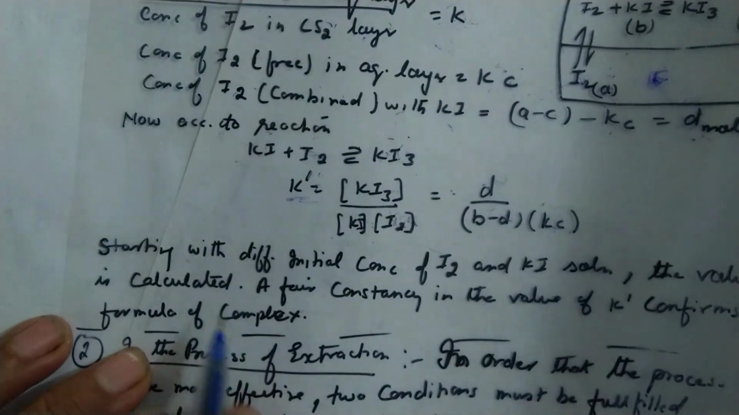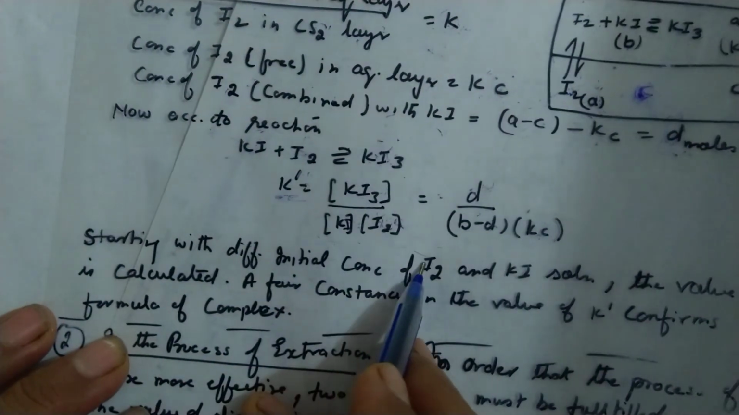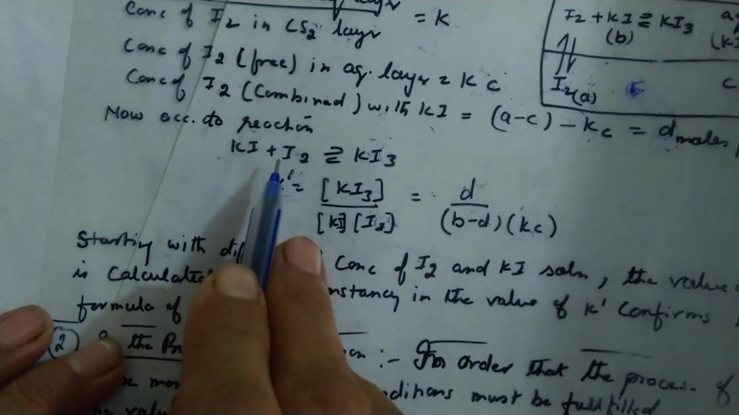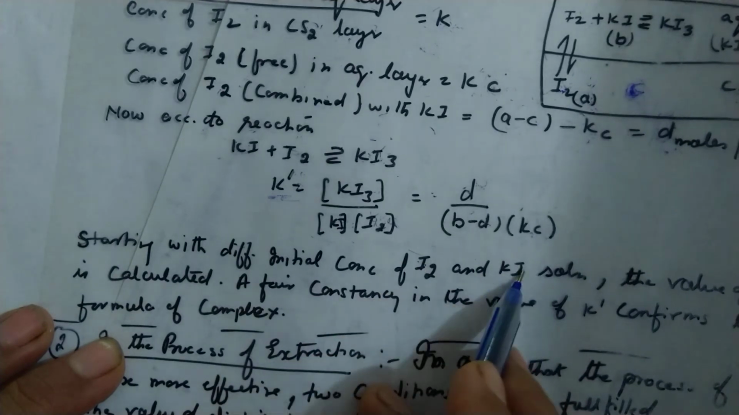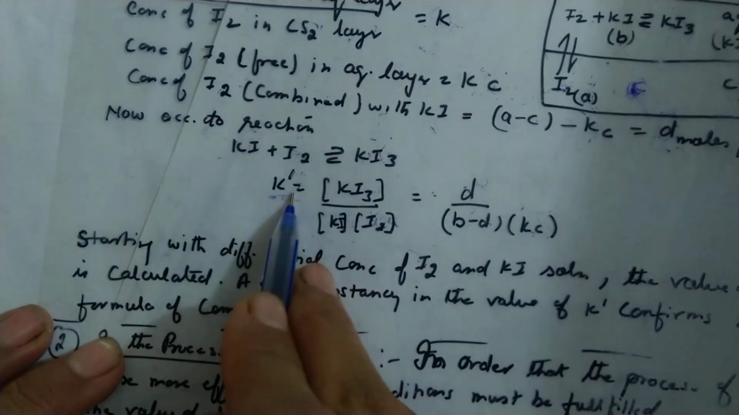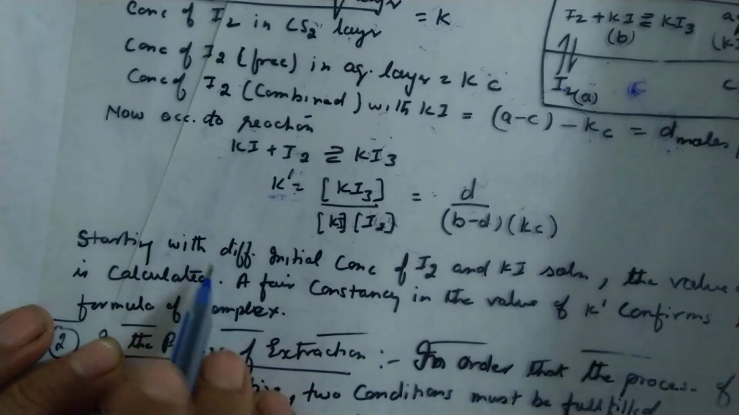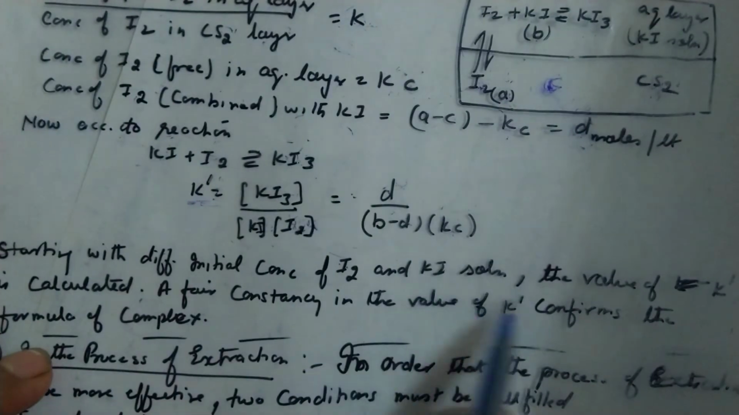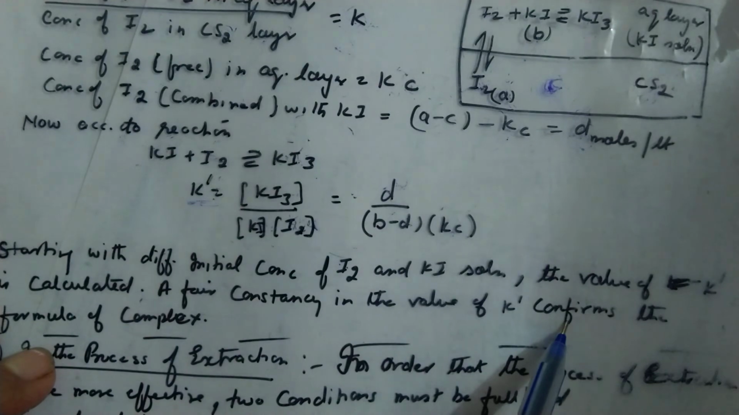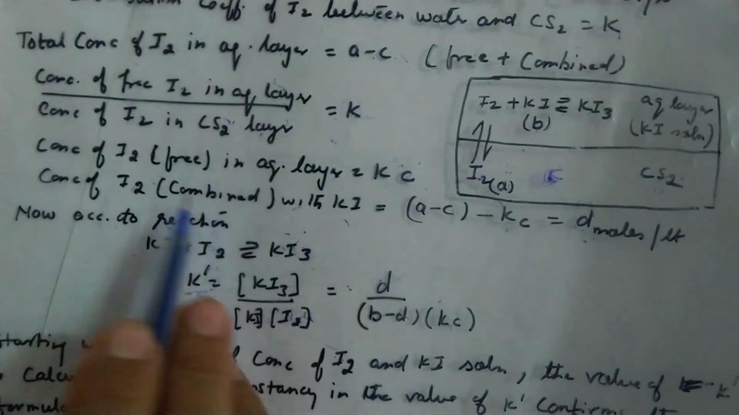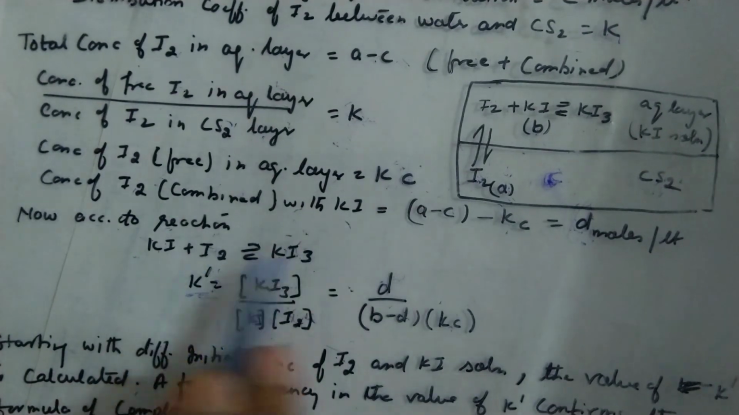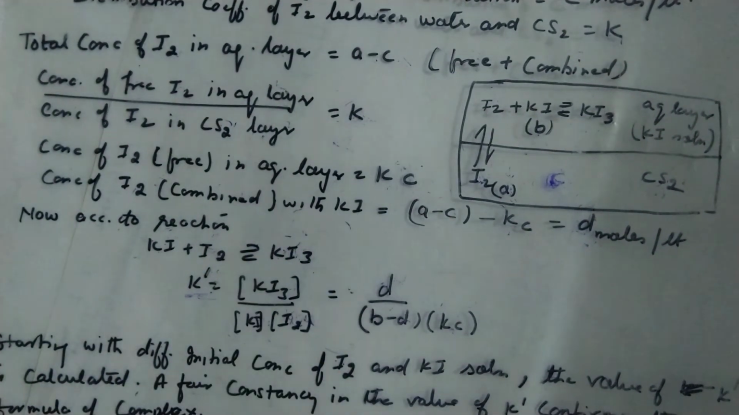Okay. Now start with different initial concentrations of iodine and KI, take different concentrations of both iodine and KI. Each time, if K dash comes out to be constant, it means this complex formation is confirmed, this reaction will go on, and this complex will be formed.